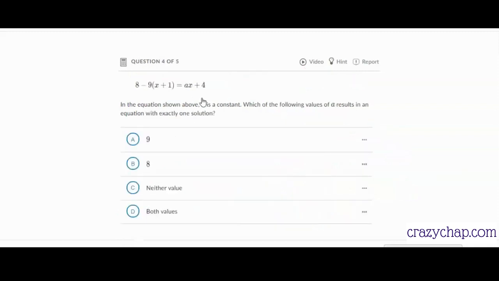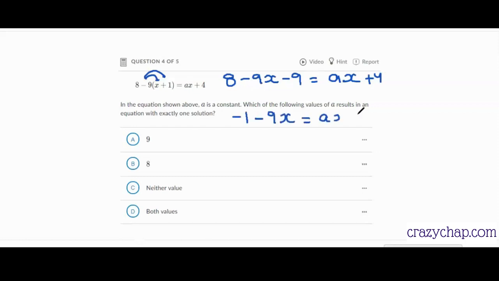Have a look at question number 4. In this equation above, which of the following values of a results in an equation with exactly one solution? So in this equation, we need exactly one solution. It means some value of x is required. So we'll solve it. First of all, let's break the bracket. So minus 9 will multiply with x and with 1. So negative 9x negative 9 is equal to ax plus 4. Now 8 minus 9 is negative 1, minus 9x equal to ax plus 4.